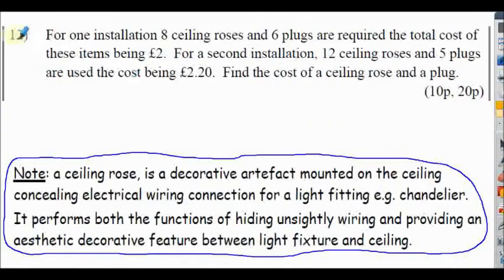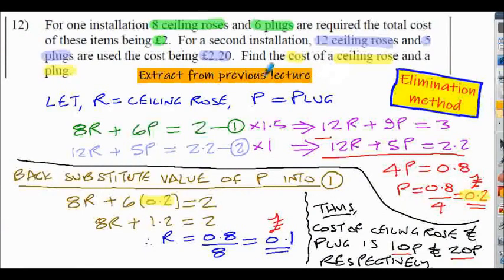Here's question 12, extracted from our previous presentation, which was solved using elimination. Though the context of the question might be slightly unusual, it relates to an electrical installation essentially, and I've defined the term ceiling rows here purely for your reference. I'll show you the solution on the next slide. So this is the extract from the previous presentation where we solved the two simultaneous equations using the elimination method. What I'm going to do now on the next slide is to solve the same problem using the substitution method.